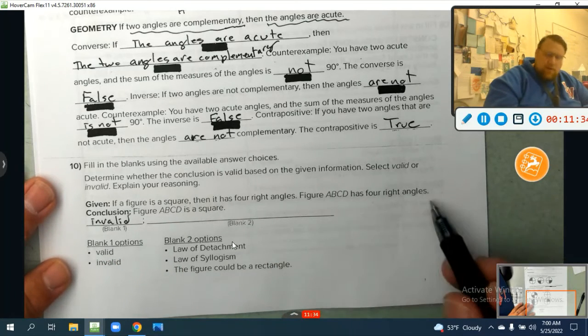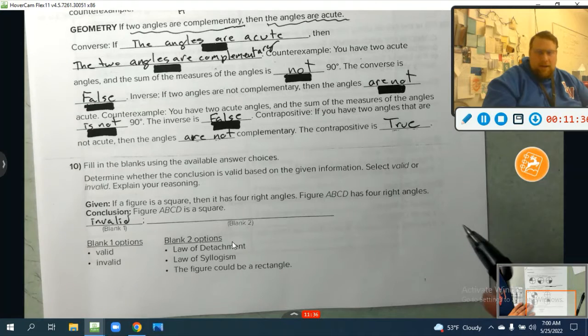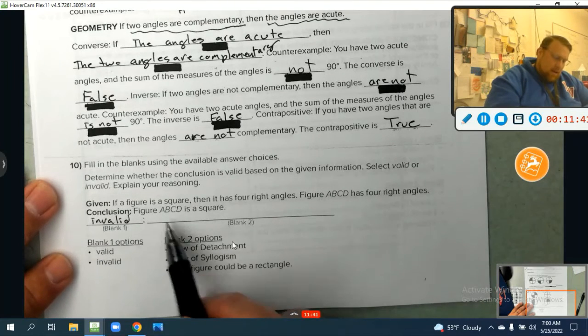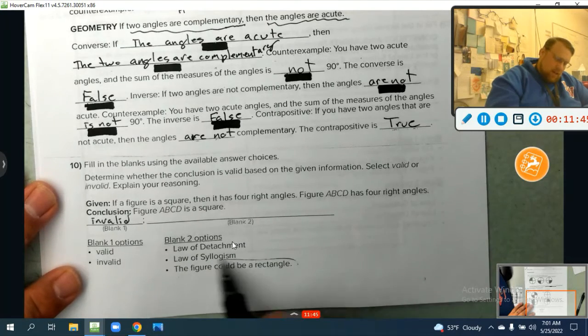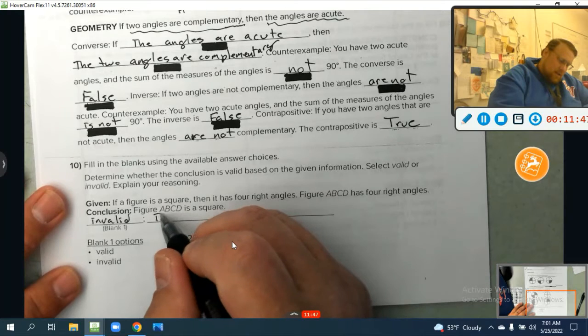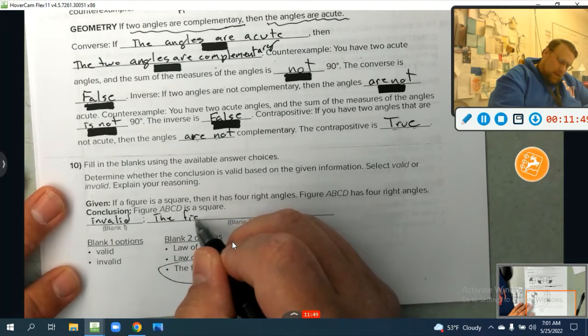Because we're saying it has four right angles, so it could be a rectangle, right? It doesn't have to be a square. Figure ABCD is a square is not the natural conclusion. The figure could, oh, look at that, that's our choice. The figure could be a rectangle.